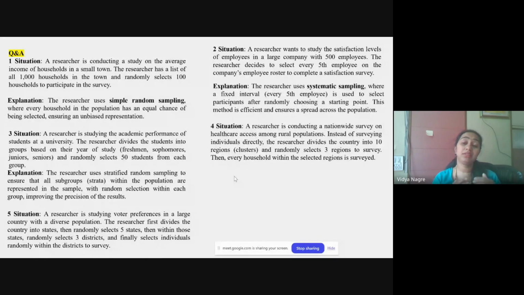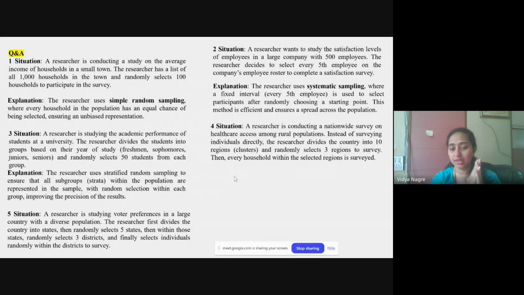So we first make the strata, the subgroups of the population, and then from the subgroups, we again take random samples, so we can have proper conclusions. Now we have situation 4. A researcher is conducting a nationwide survey on healthcare access among the rural population. Instead of surveying individuals directly, the researcher divides the country into 10 regions or clusters and randomly selects any 3 regions to survey. Then every household within the selected regions is surveyed.